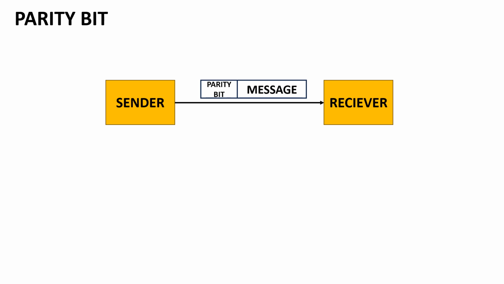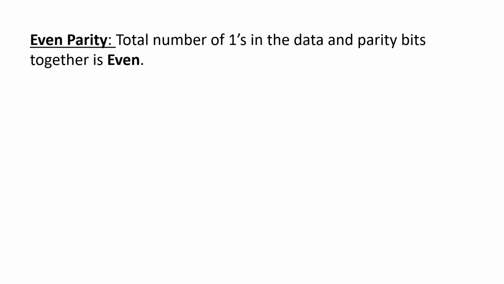So there are two types of parity: even parity and odd parity. Even parity: the total number of ones in the data and parity bit together is even.